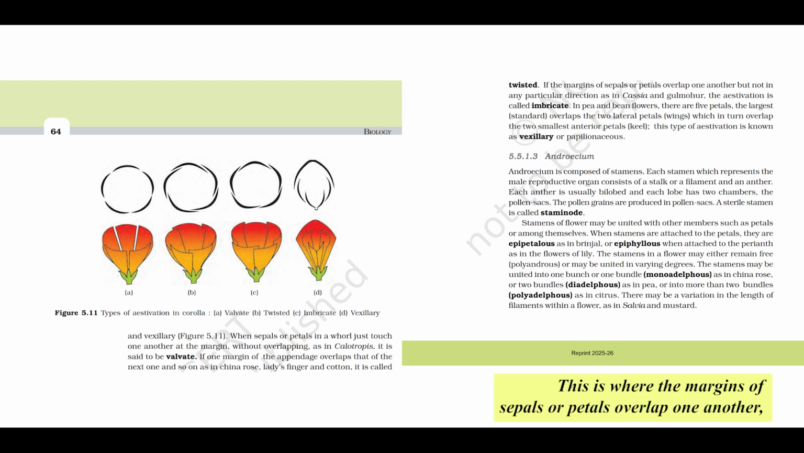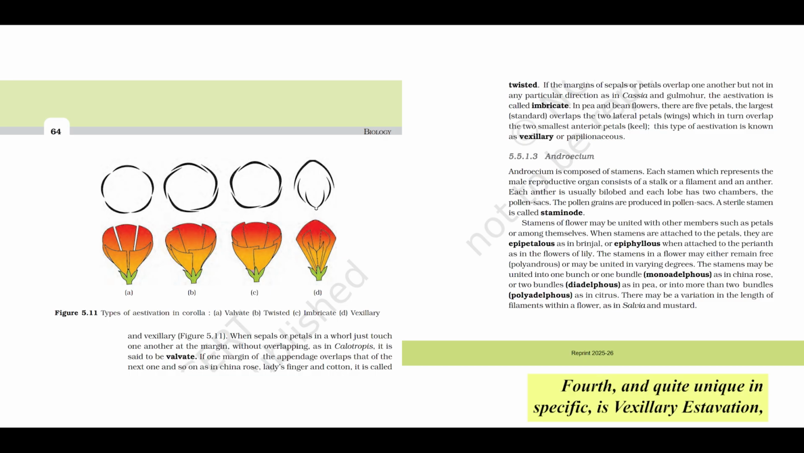This is where the margins of sepals or petals overlap one another, but crucially, not in any particular regular direction. The overlap is irregular and asymmetrical. Some margins might be outside, some inside. It looks a bit more random compared to twisted. Classic examples are Acacia and Gulmohur.